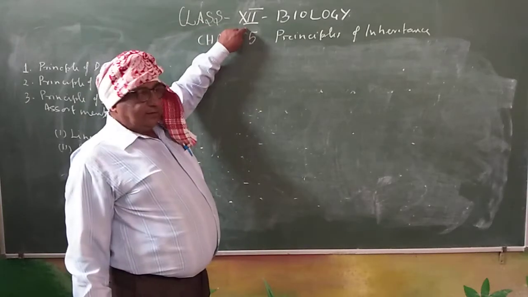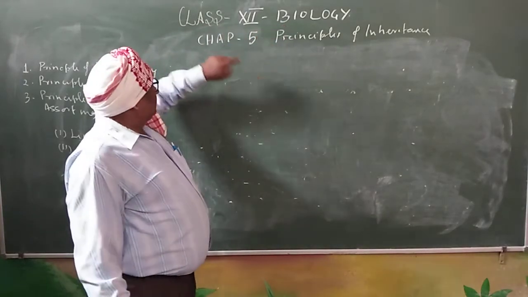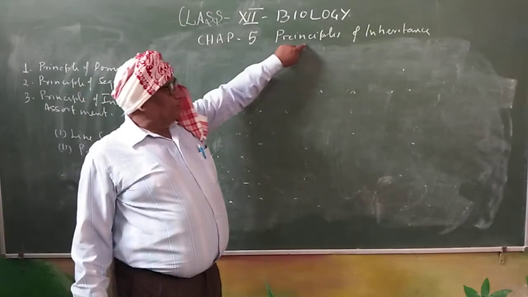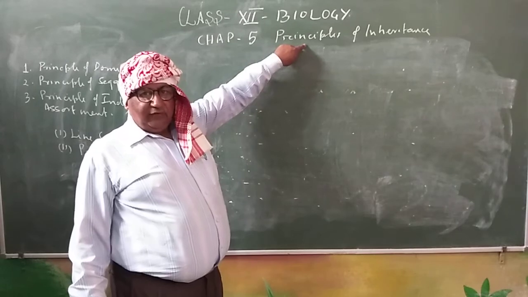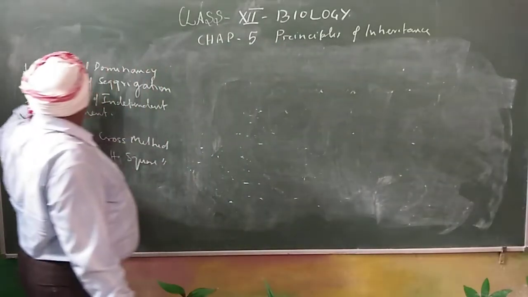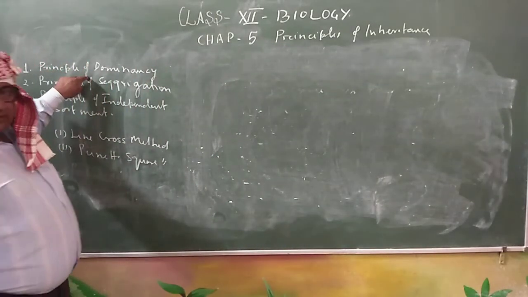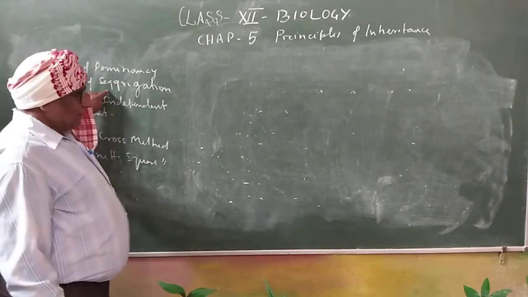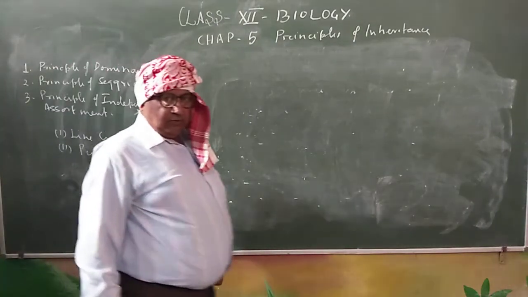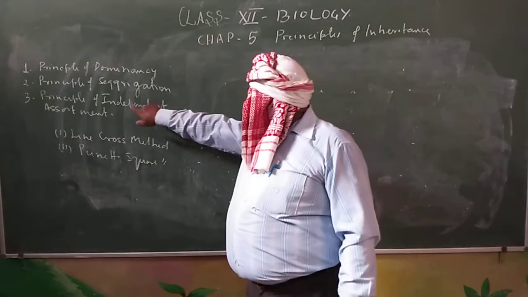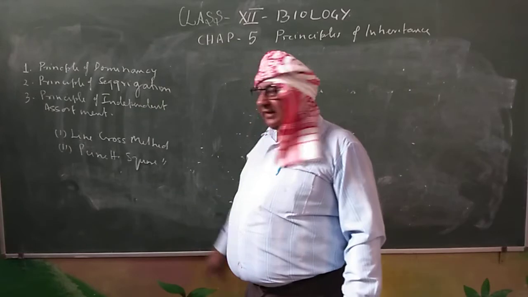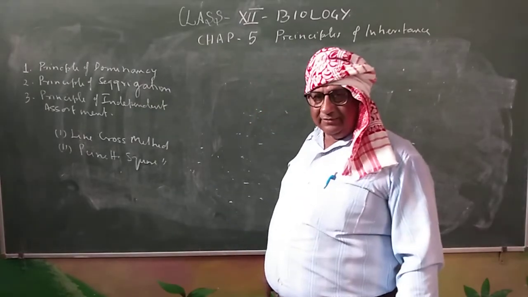Class 12, Subject Biology, Chapter 5, Principles of Inheritance. In our lecture 1, we already studied Principle of Dominancy and Principle of Segregation. Now, today we are going to study number 3, Principle of Independent Assortment.